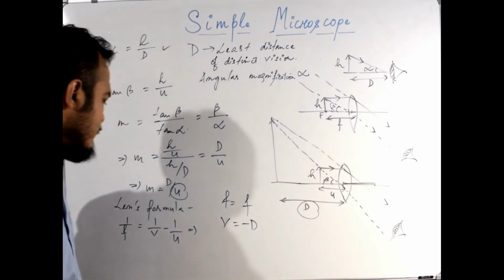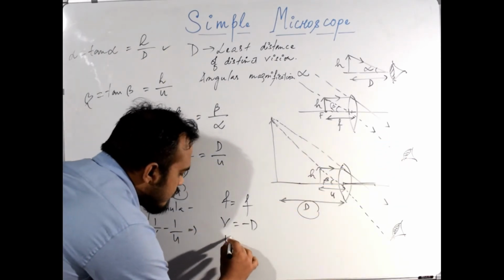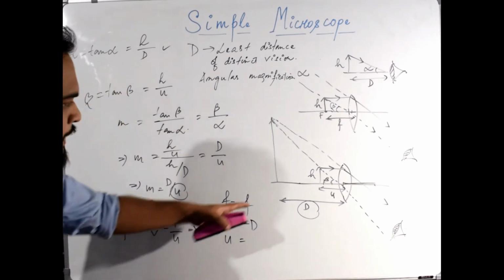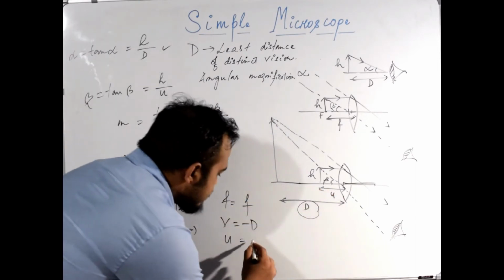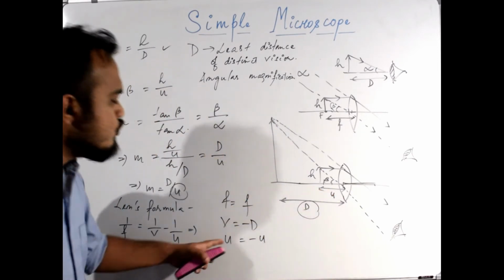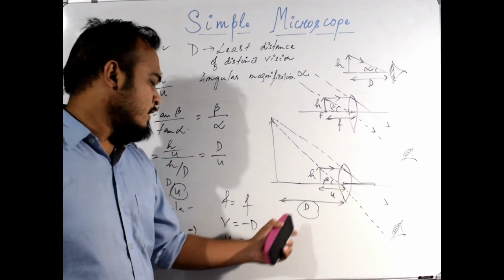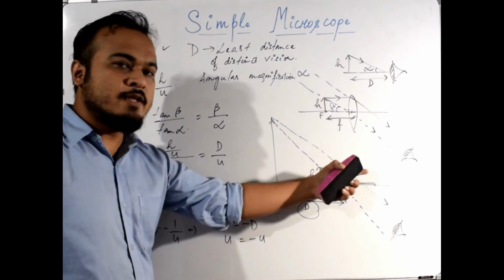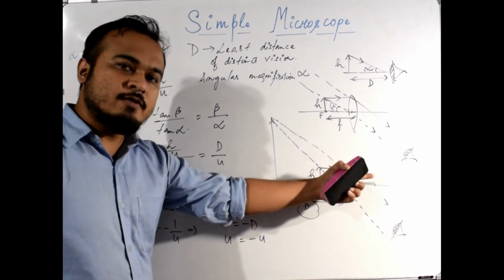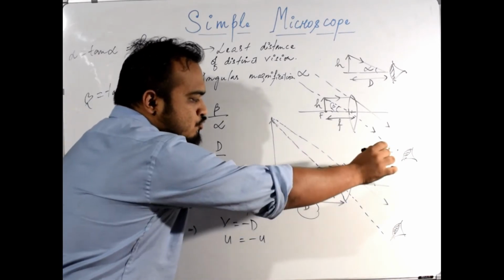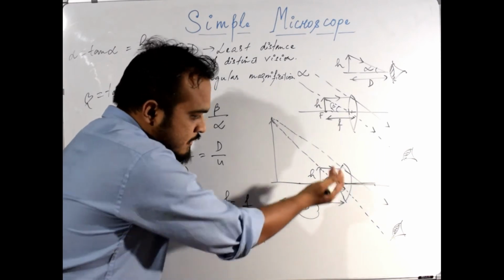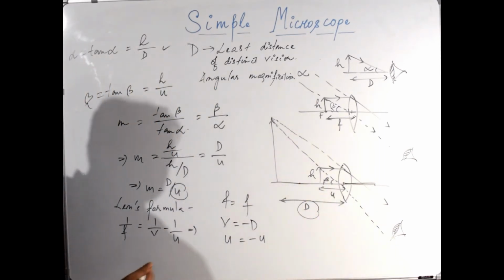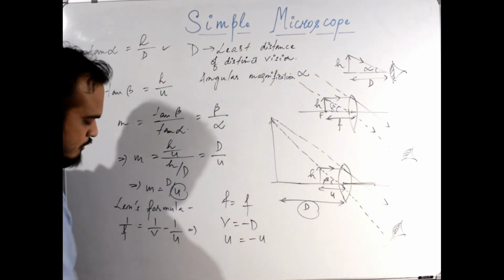And finally, u will be equal to minus u, because in the same way as v, this object is also towards the opposite side of the direction of the ray. The direction of the ray is towards this side, but the object is towards this side. So that's why v is equal to minus d, u is equal to minus u.